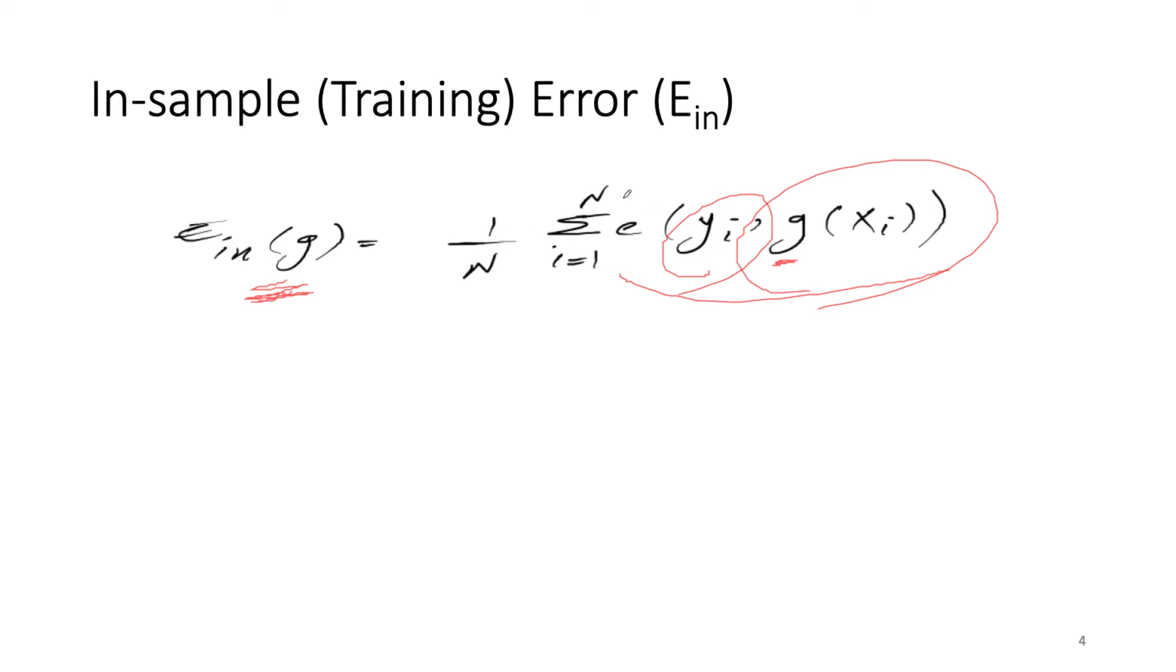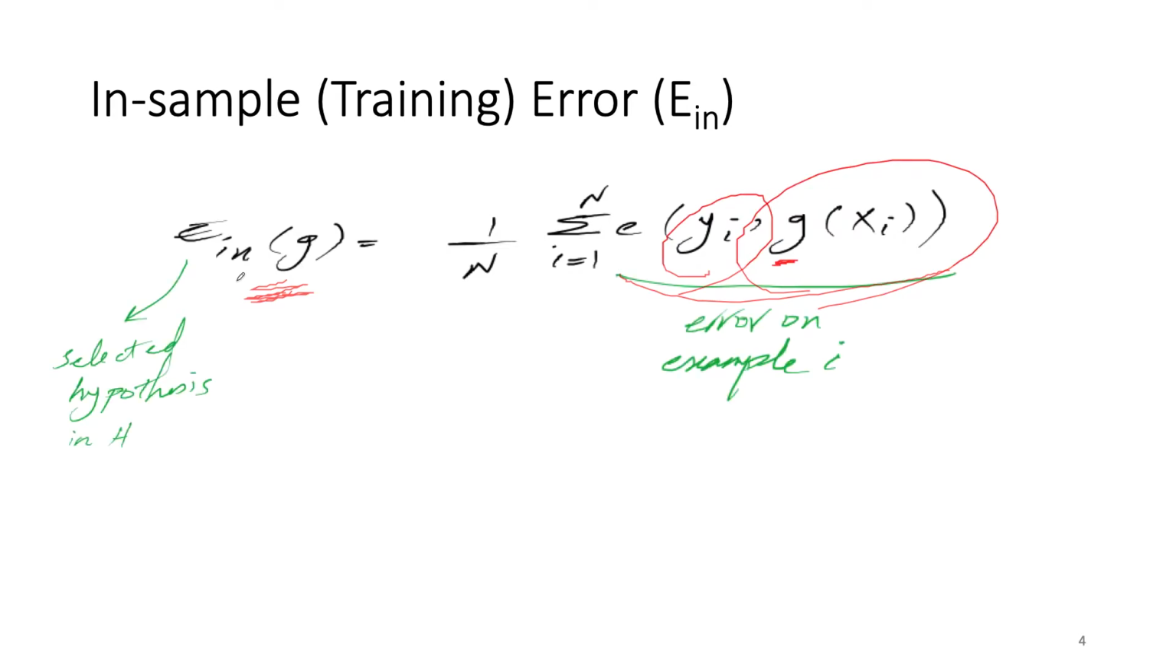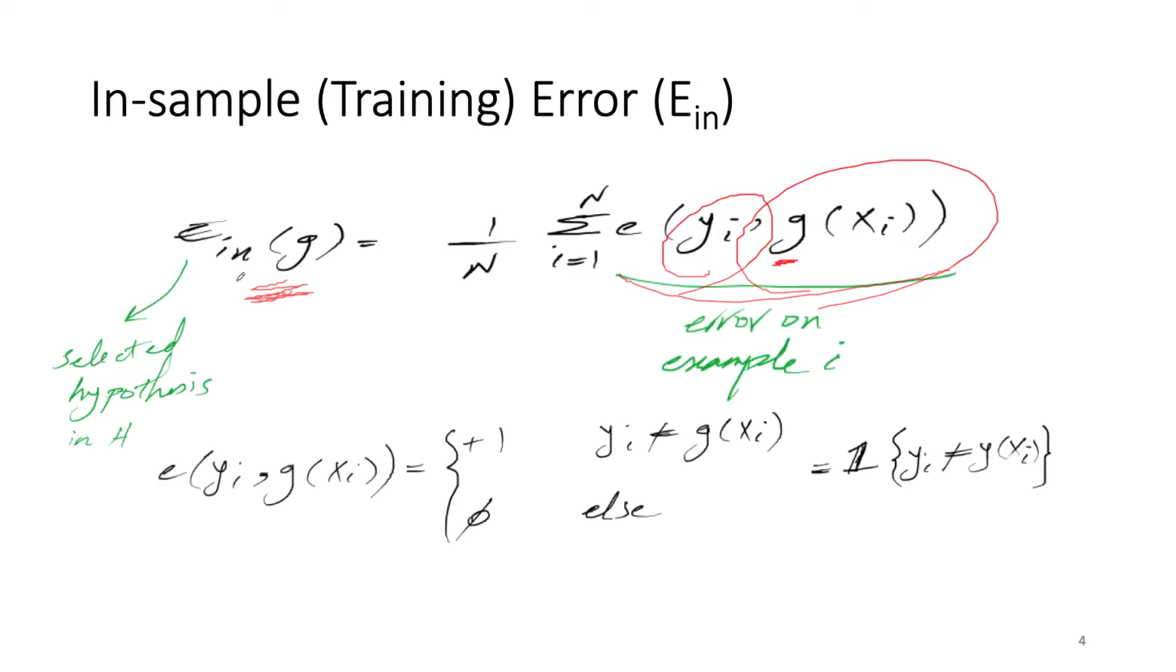So, summing them up and dividing by the number of times you've done that for your E_in, you're going to come up with the in-sample error. The output of this pairwise error, or error on example i, would be either +1 in the case of a binary classification, which states that these two were not equal, thus there was a misclassification, and the other case, which was 0, which was a correct classification case.